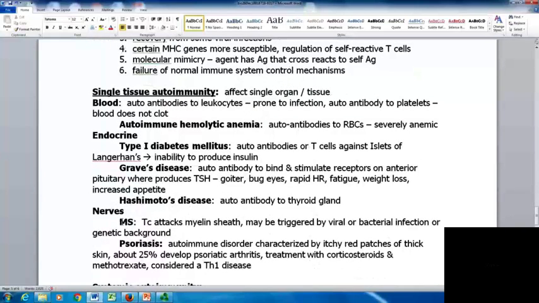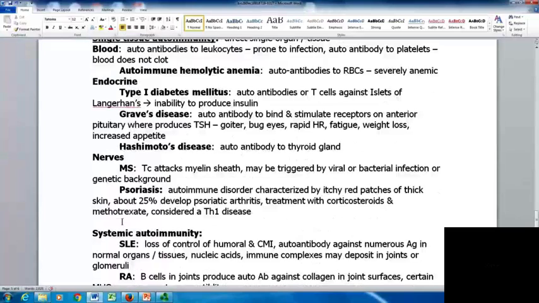With Graves' disease, you have autoantibodies that will bind and stimulate the receptors on the anterior pituitary where it produces TSH. So this will look like high thyroid, so things like goiter, bug eyes, rapid heart rate, fatigue, weight loss, and increased appetite. Hashimoto's disease is autoantibodies to the thyroid gland, and that would result in having a lower thyroid.